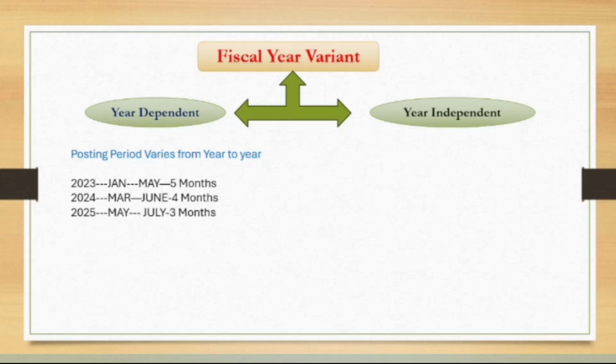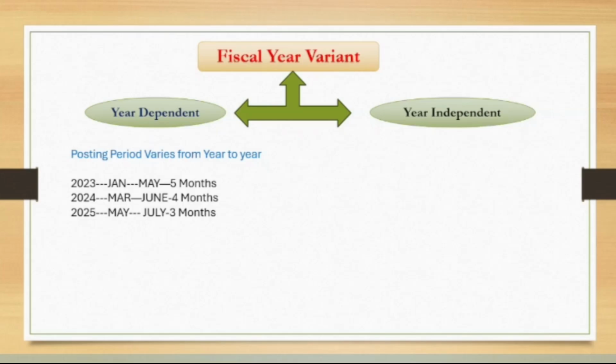Let's say in 2023, the company started its business in Jan and ends its business in May. That is 5 months. And in the next year, 2024, it started its business in March and ends in June. That is 4 months. And the next year, 2025, it started the business in May, but completes the business in July. That is 3 months. Here you notice the posting periods that the business is using keep on changing year to year. That is January to May, March to June, and May to July.